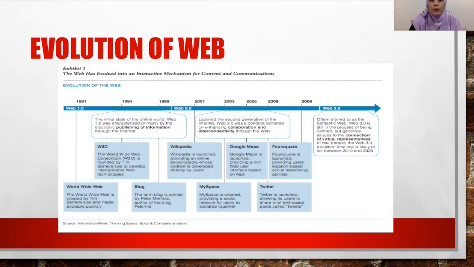But when the technology became more developed, they entered Web 2.0, labeled as the second generation of the internet. Web 2.0 was a concept centered on enhancing collaboration and interconnectivity through the web. This is the word, right? Collaboration and interconnectivity. So this is where they started to develop Wikipedia, Google Maps, Facebook. What else? Everything that you are using currently, where it is social.